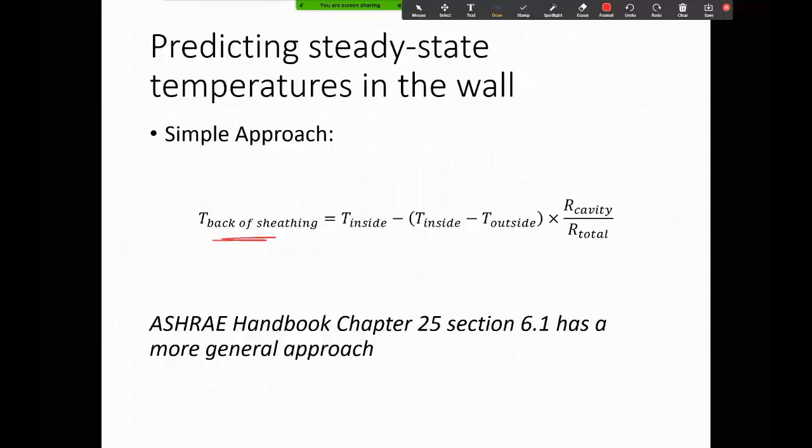So the temperature at the back of your sheathing, on the exterior of your building, is going to be this equation. It's going to be the temperature inside minus the temperature difference, times this ratio of how much your R value changes from your inside to the outside. This is your total R value, and this is the R value up to the backside of the cavity insulation, the backside of your sheathing. It's going to tell you about what the temperature is going to be at the back of your sheathing. And you can look at the psychrometric chart and figure out what your relative humidity is at that point and what your dew point is going to be.